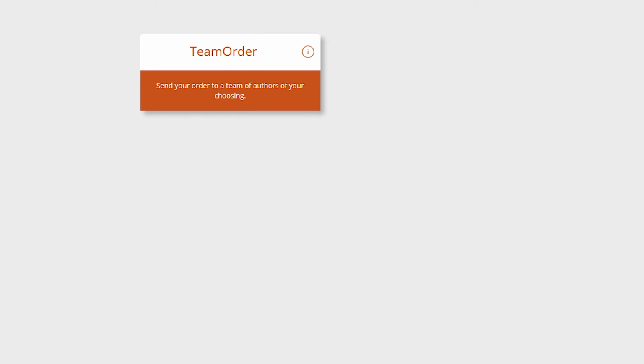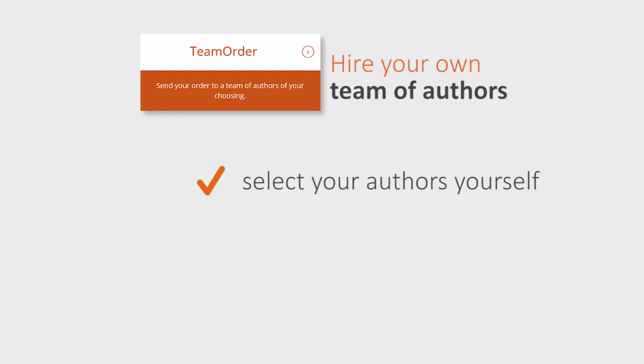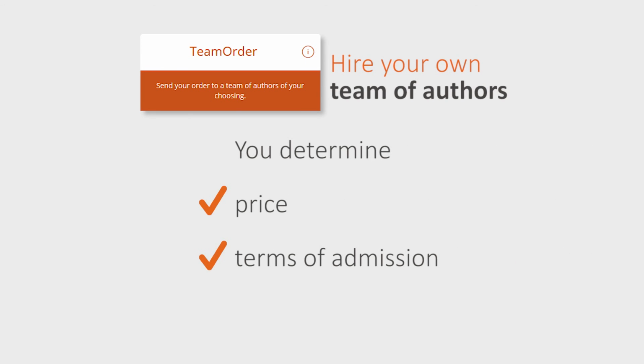Team orders are orders that you place with a team of authors that you create. With Textbroker, you have the option to create a team of authors that you select yourself, or to create a team for which authors can apply to become members. With team orders, you determine the price and the terms of admission.